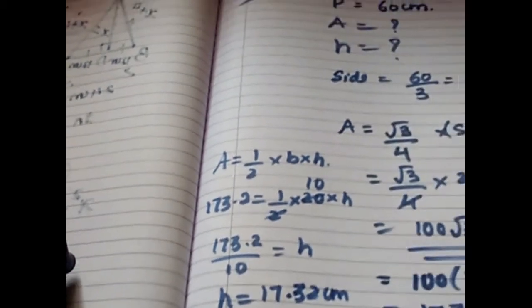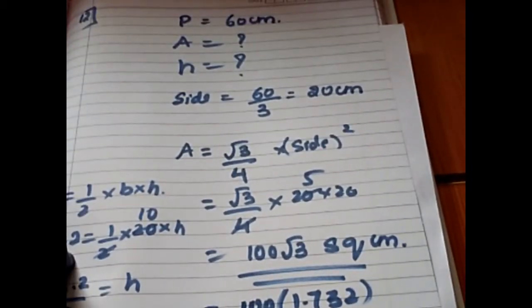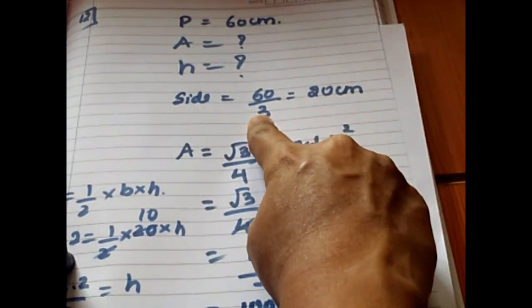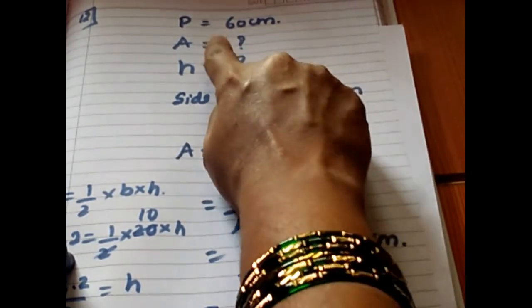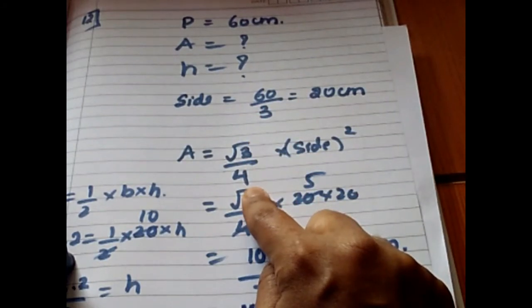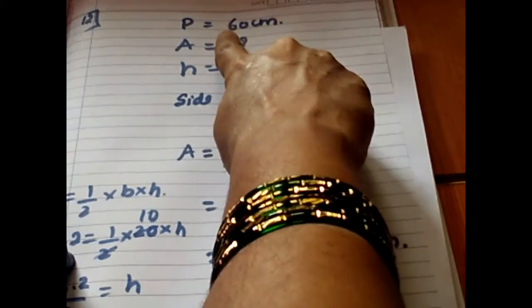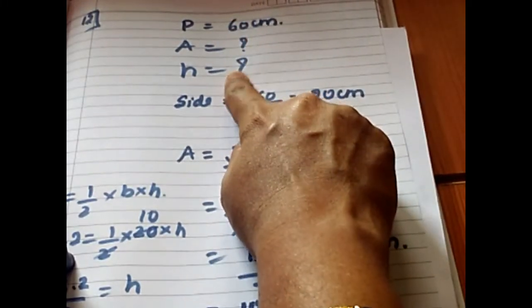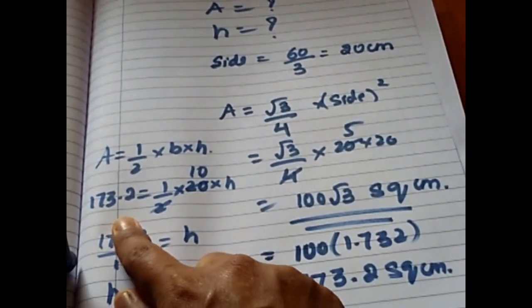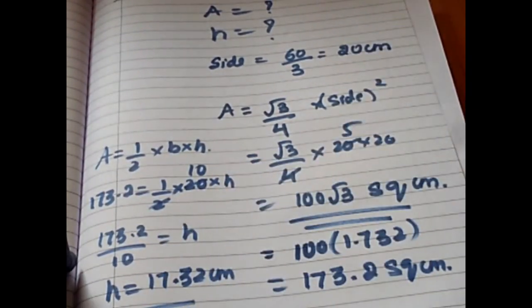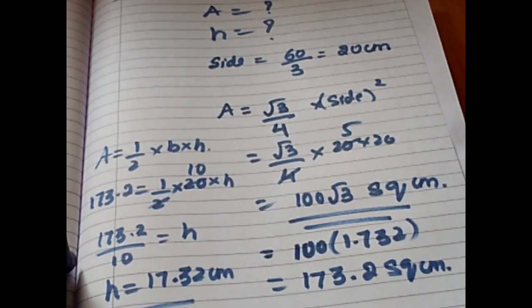So the problem is, when the perimeter is given, you should know the equilateral triangle property that all three sides are equal. Hence, the measure of each side is perimeter divided by 3, that is 20 centimeter. To calculate the area, we need to use the equilateral triangle formula root 3 by 4 a square, that is side square. Once the area is calculated, to find the height, again we have to use the formula area is half into base into height. Read the problem thoroughly, think in what way you need to proceed, how many steps you need to do, and then find the solution.